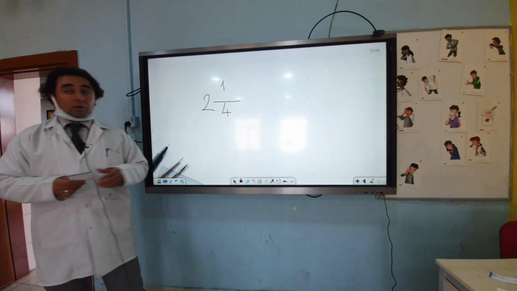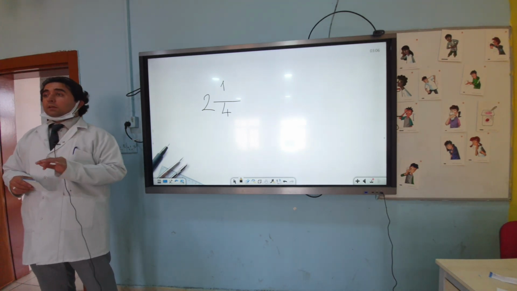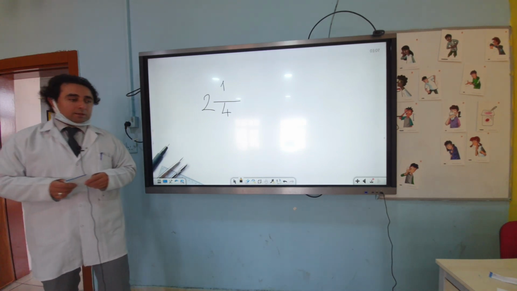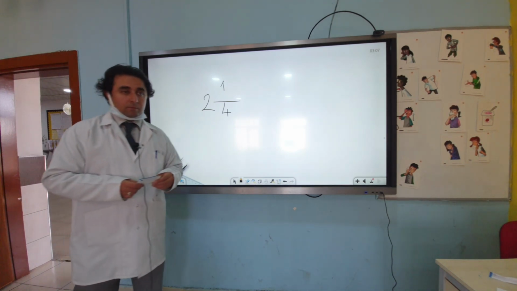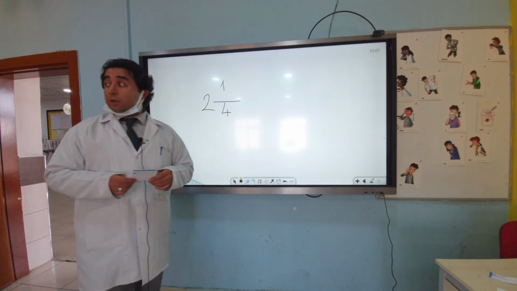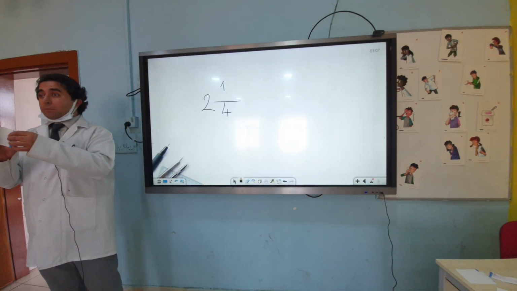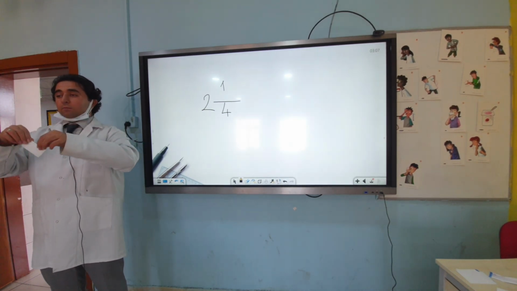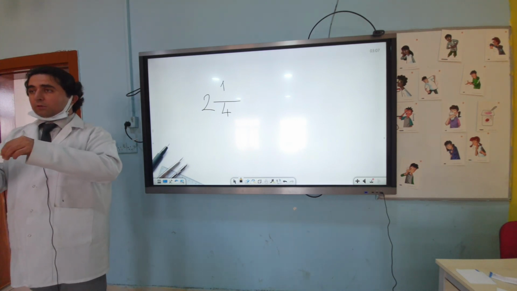First of all, you are going to check the denominator. What does that mean? Denominator says, if you have your wholes, you have to make them in how many pieces? In how many pieces should we fold our papers? In 4. Then remember, half and quarter. Half, and you are going to fold it into quarter.